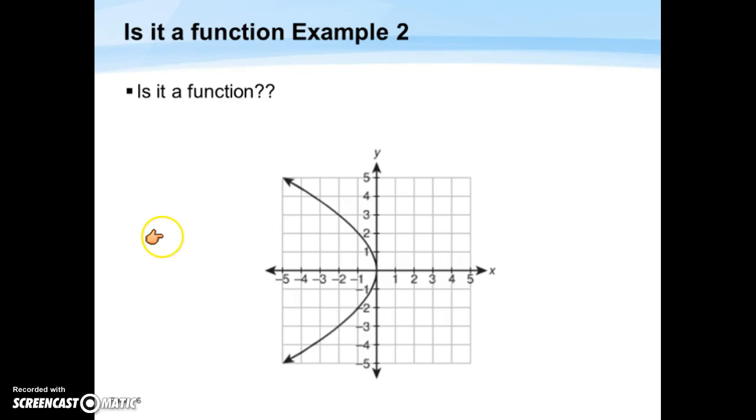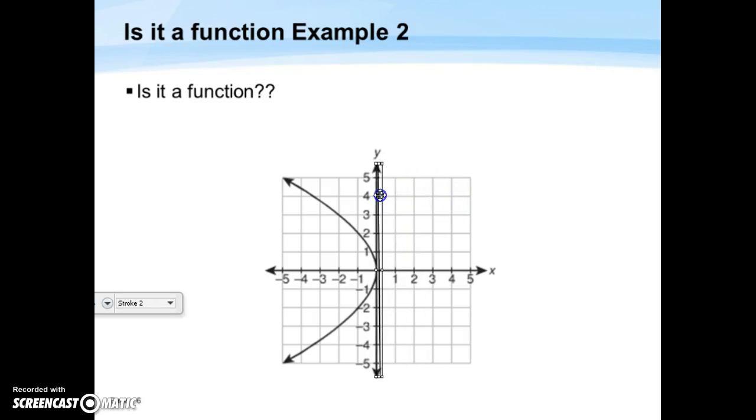Here's another example, but with a graph. Since it's a graph, we can use our vertical line test. So I'm going to draw a vertical line, and I'm going to drag it across. So if we're looking at this, we want to make sure that this line, this is our graph here that we're comparing. Each point on here represents a coordinate. So this line should not intersect it more than once.